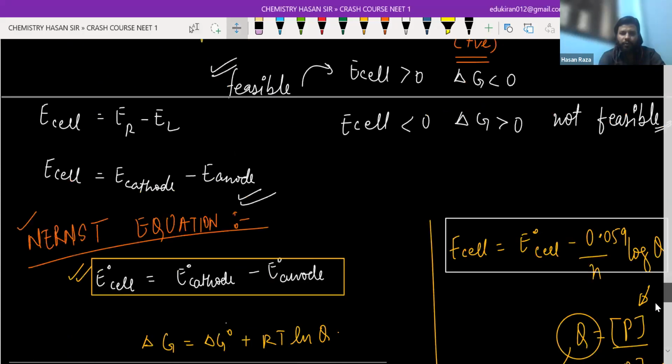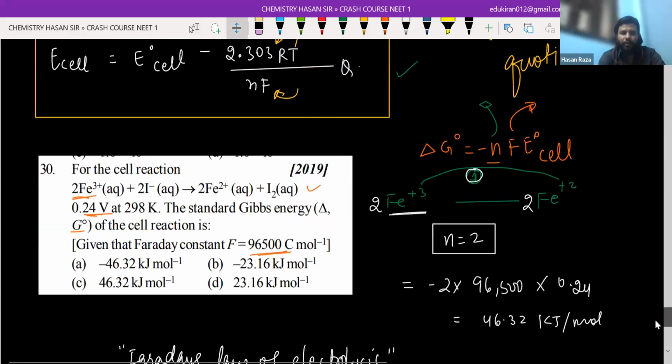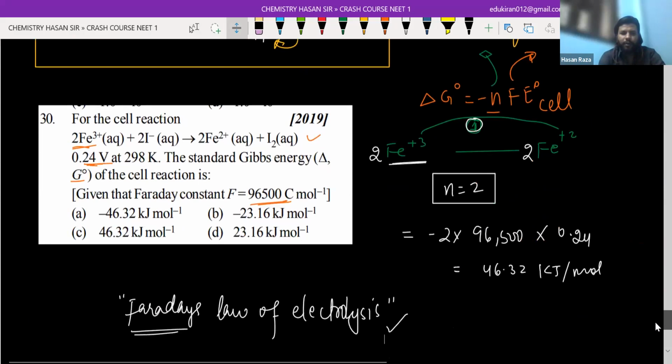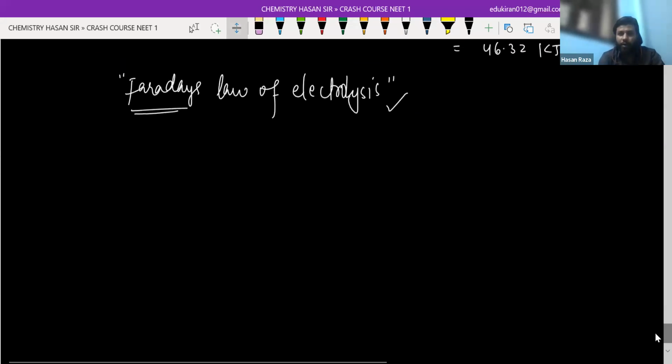Up to the Nernst equation. On the Nernst equation, there was a relation that delta G naught is equal to minus nF E naught cell. We did a question on this. Now, I'm going to give you a question that is purely based upon the Nernst equation.